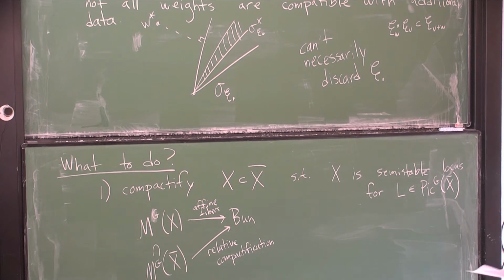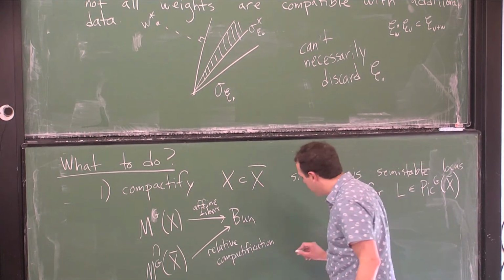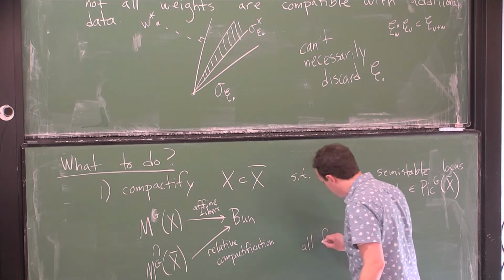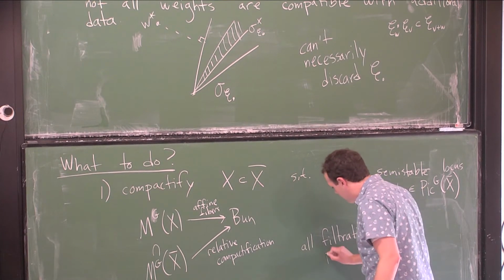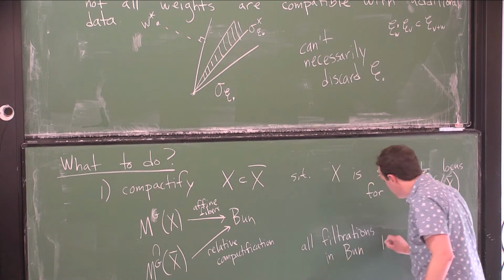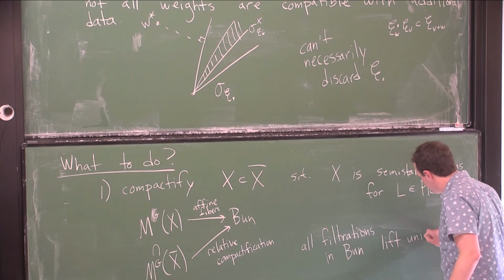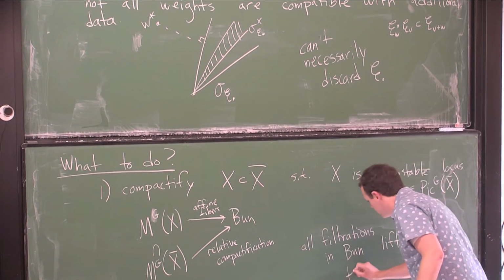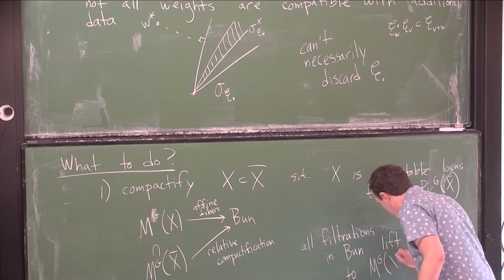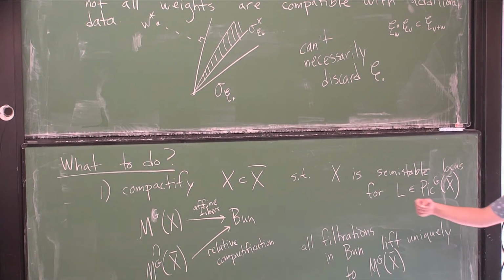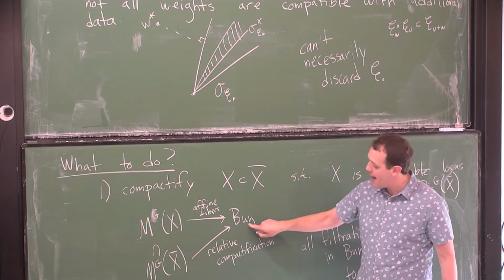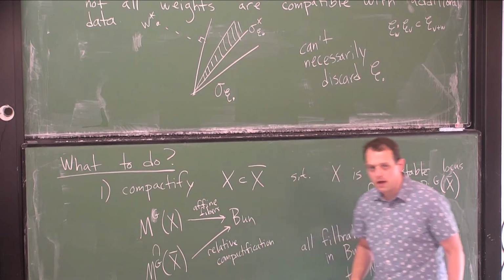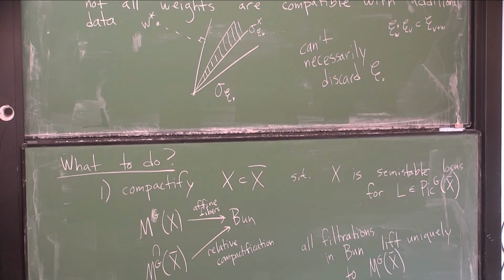And actually the point here is that all filtrations in Bun lift uniquely to this M_G of X-bar. It's a little lemma: because this morphism is relatively compact, a filtration, a map from A1 mod G_m to Bun, lifts uniquely to this thing upstairs.